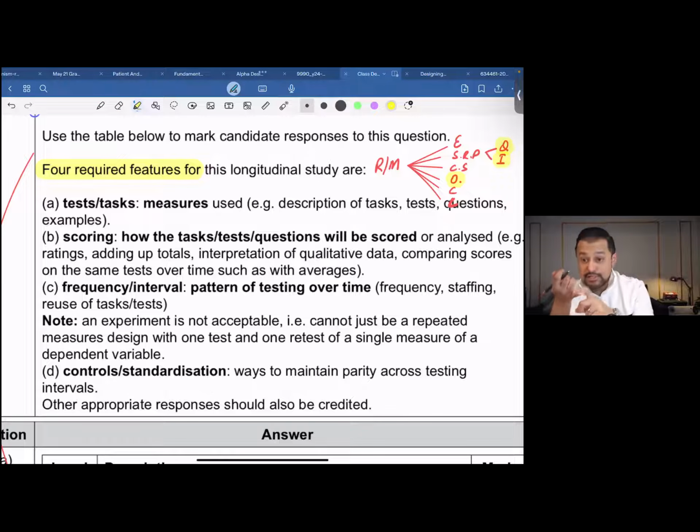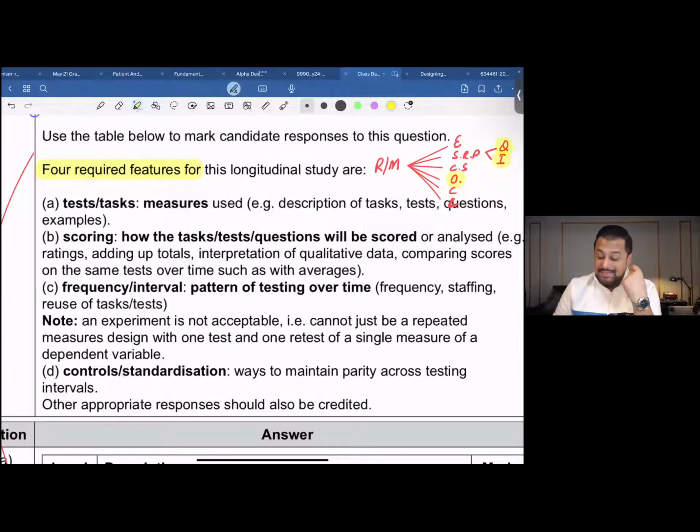So observation is the data collection technique. Using a questionnaire is a data collection technique. Using an interview is a data collection technique. Now, why is it that I'm using the word data collection technique? Because remember, when you're observing someone, you're collecting data. When you're interviewing someone, you're collecting data again. If you plan on distributing questionnaires, you're again collecting information.